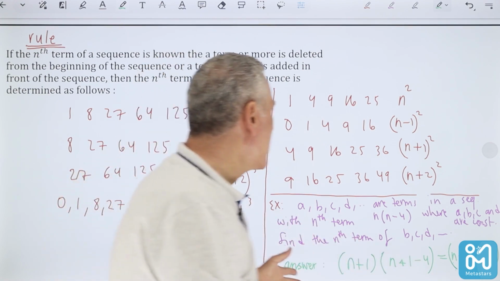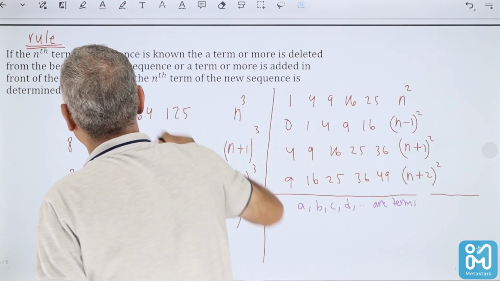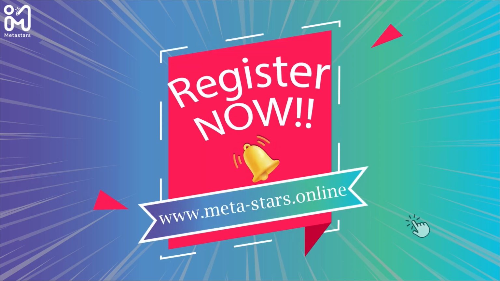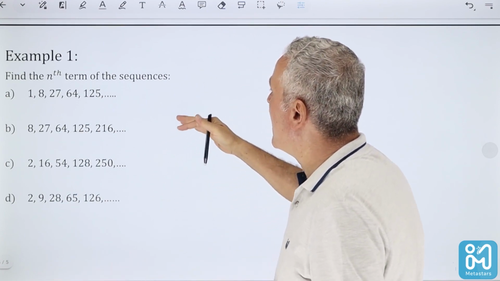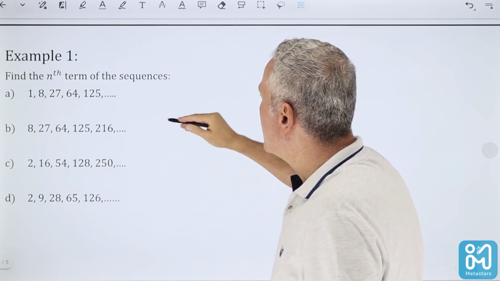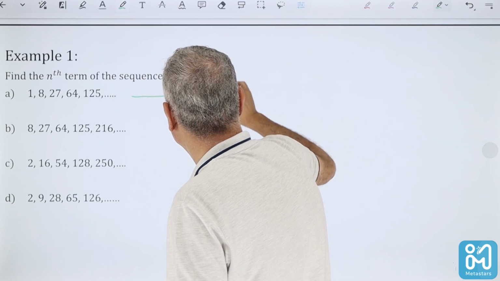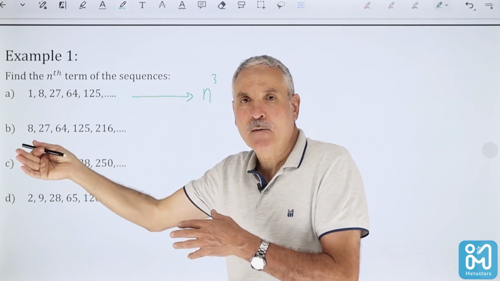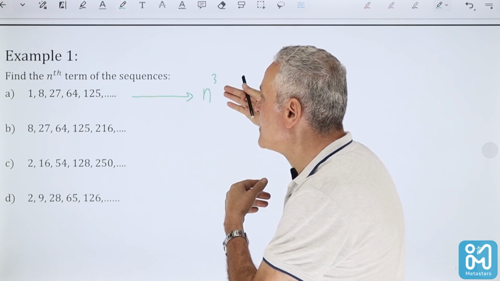This is an interesting question that could be tricky. You may see something like this. Let's see some examples. We have an example where we have to find the nth term of each of these sequences. This is just n cubed, because these are the cube numbers, but make sure they start at 1. If they start with a 0, it won't be n cubed anymore. It will be n minus 1 cubed.